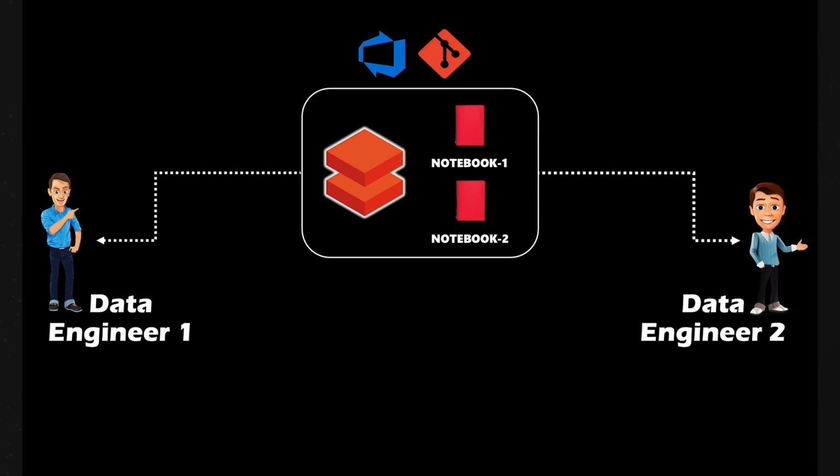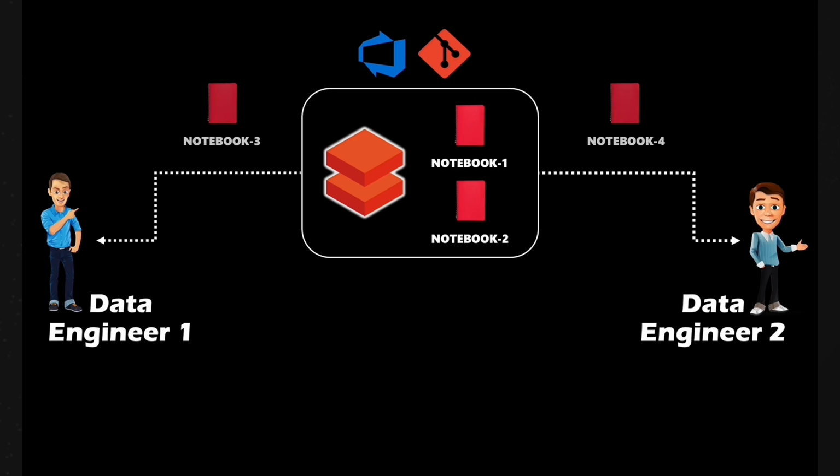Now let's see the second scenario. Here, consider Data Engineer 1 is creating a new notebook called Notebook 3 in his feature branch. And similarly, Data Engineer 2 is also creating another new notebook called Notebook 4 in his own feature branch. Even in this case, there will not be any chance for merge conflicts when these changes are merged to main, since both are completely different notebooks.